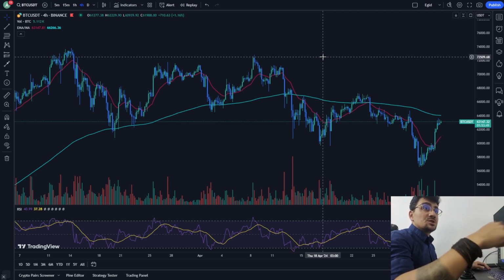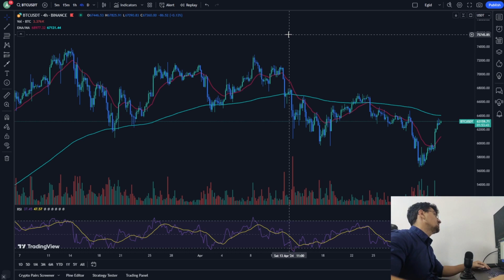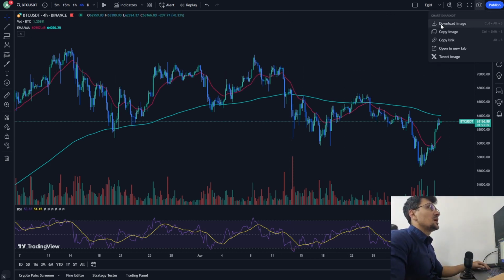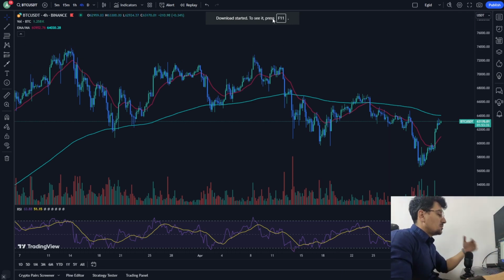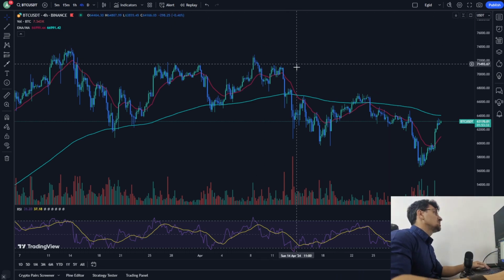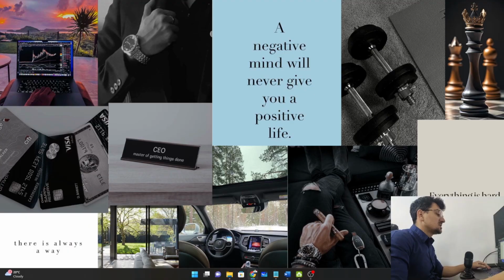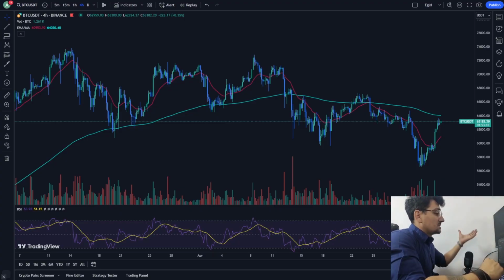Let's start with the chart. Today we are going to analyze Bitcoin. We have here a 4-hour time frame, and we will download this picture and we will upload it on the website. Before doing this, I want to give you a short description of what Bitcoin is. Probably you know, but this is how I want to start. So the description of Bitcoin starts like this.